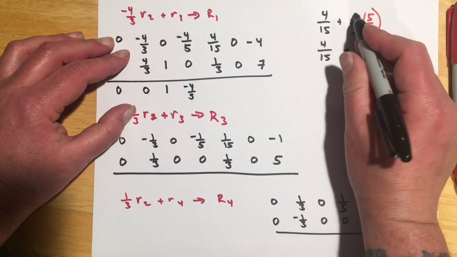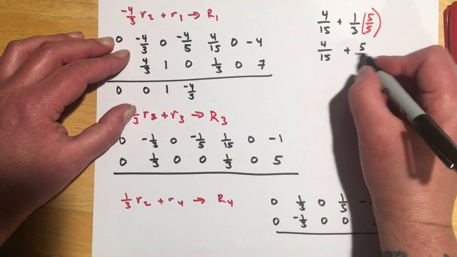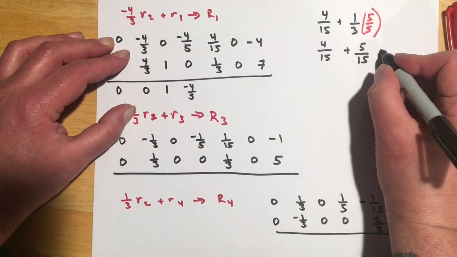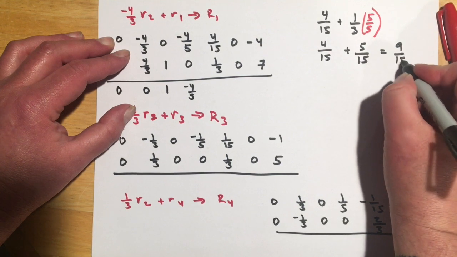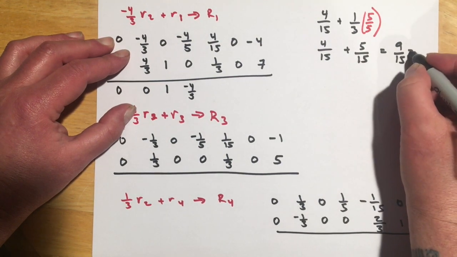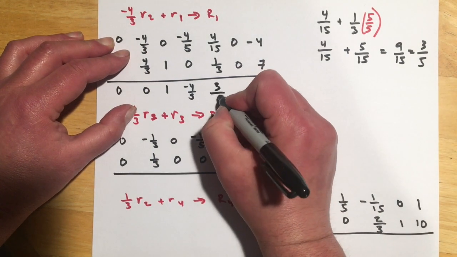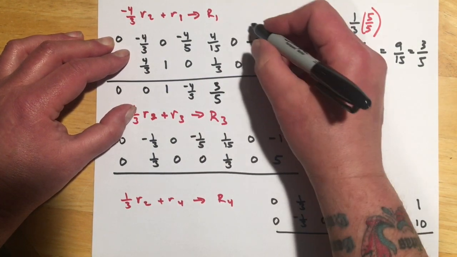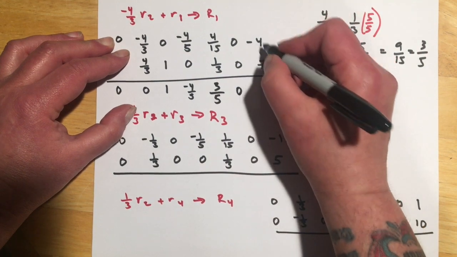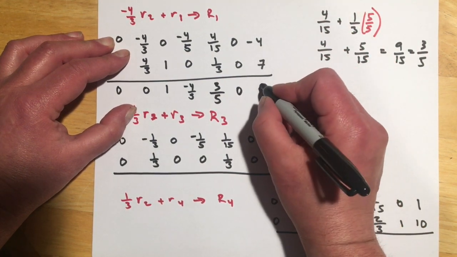So I'm multiplying this one by 5/5 to get a common denominator. So that gives me 5/15. So that would be 9/15. And then I could reduce a 3 from there. So that'll give me 3/5. And then zeros here. And then -4 plus 7 would make 3.